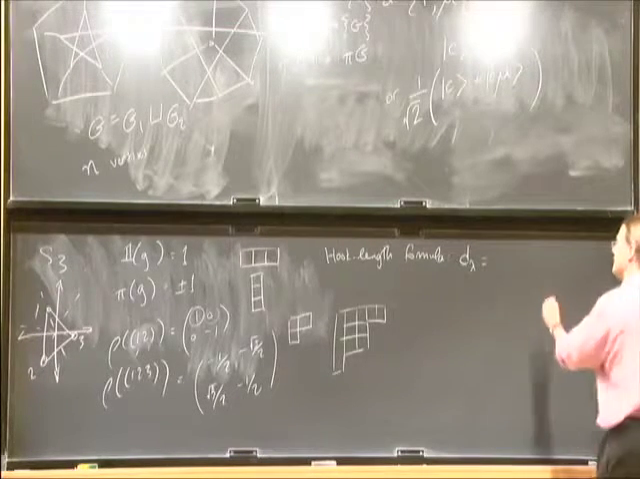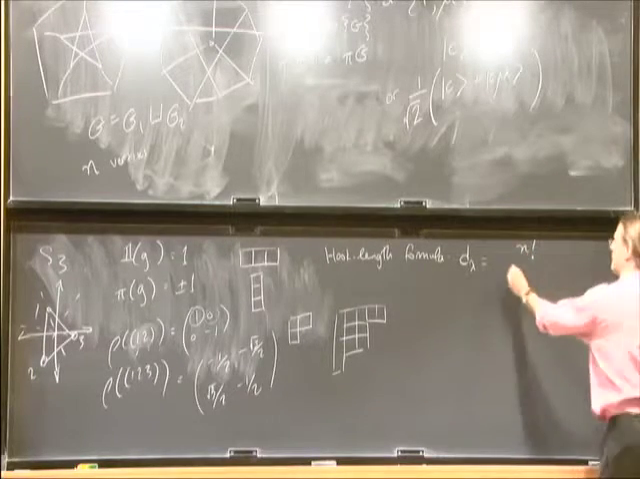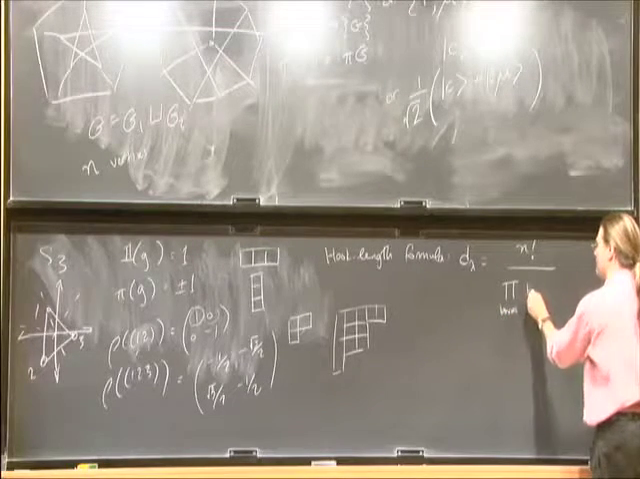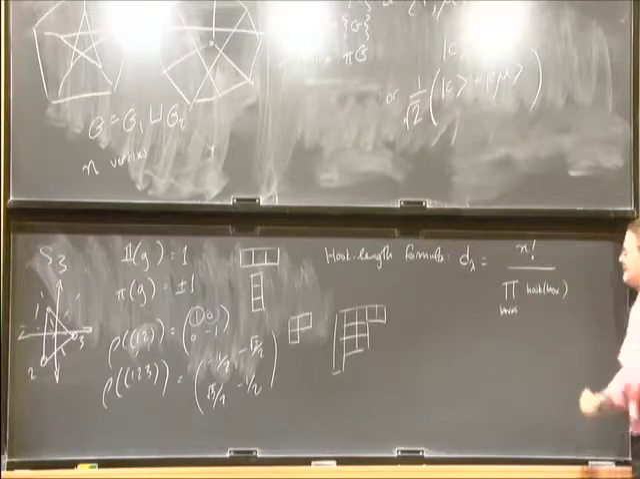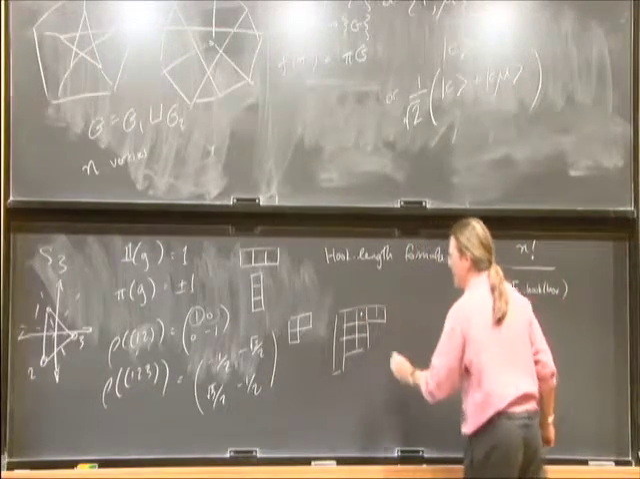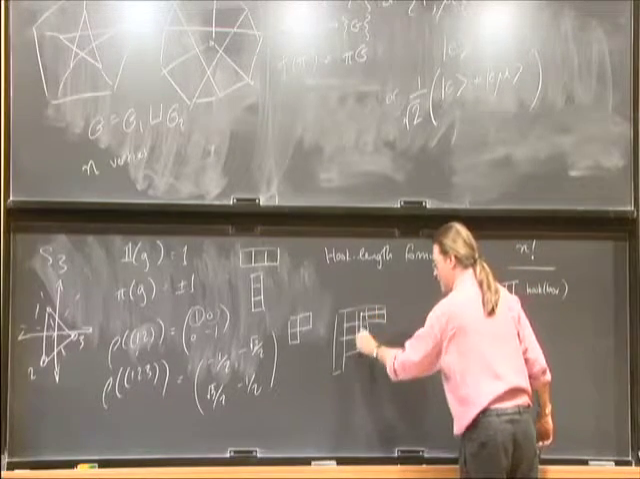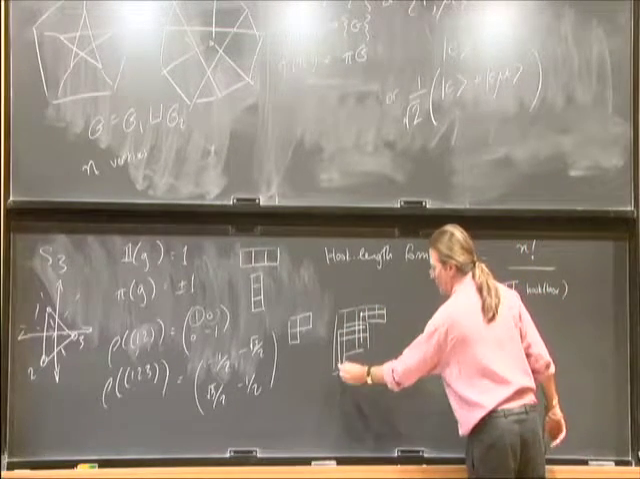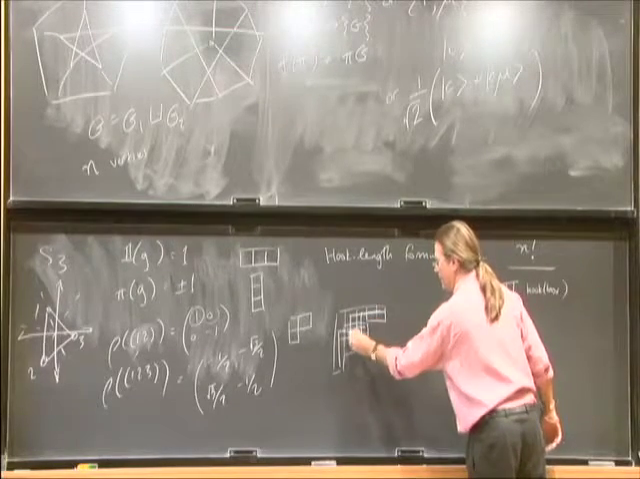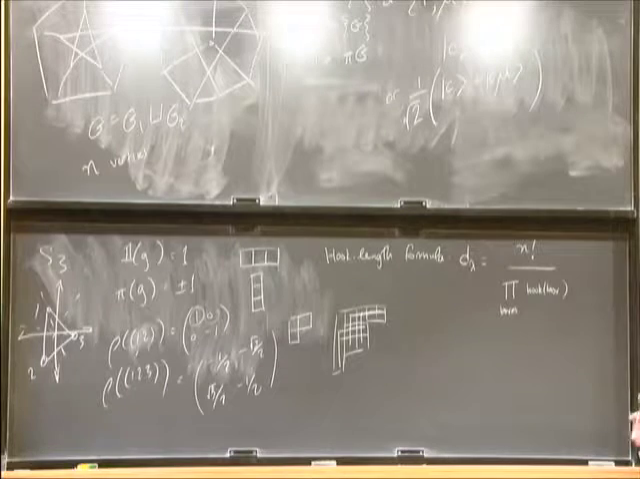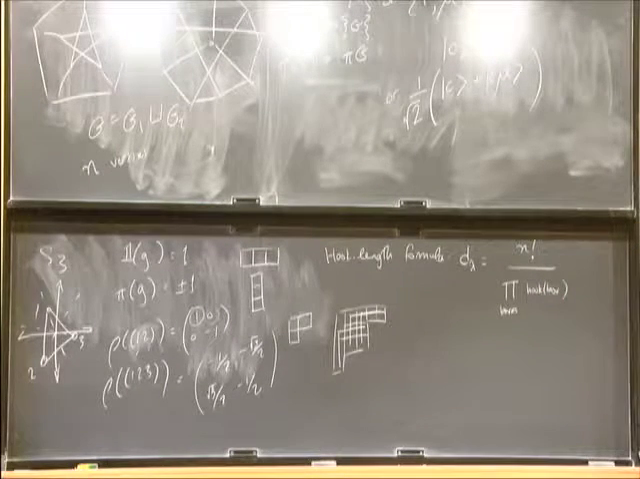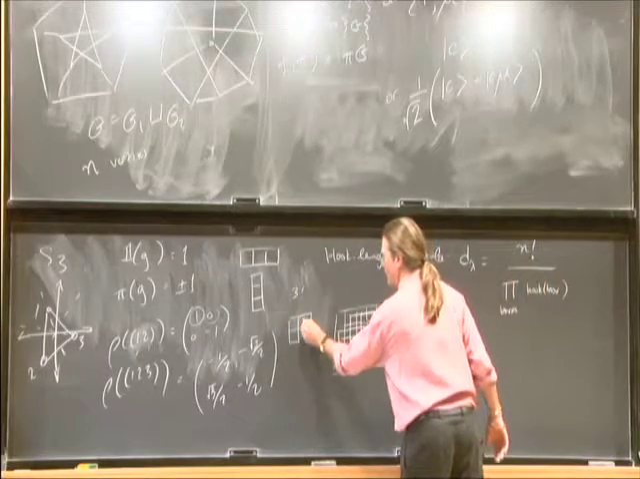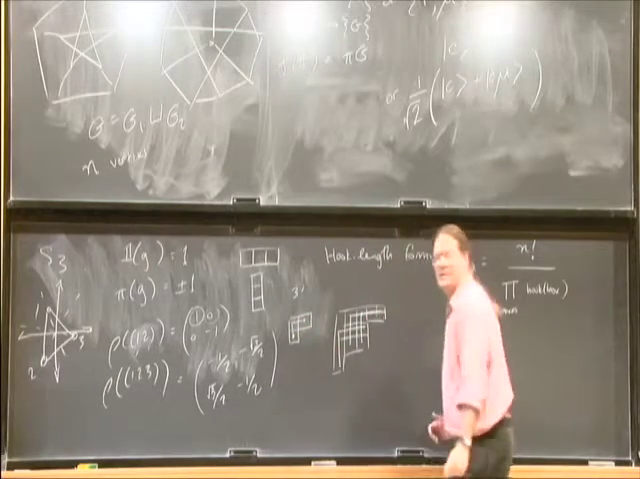So the hook length formula for the dimension is n factorial divided by the product over all boxes of the hook of that box. And what does that mean? Well, each box has some stuff to its right and below it in a line. So the hook of this box would be 1, 2, 3, 4, 5. This one would also be 1, 2, 3, 4, 5. This one would be 1, 2, 3, 4, 5, 6. You take the product of all of those and divide n factorial by that, you get the dimension. So for instance, here I have 3 factorial divided by 1 times 1 times 3. And that is 2.